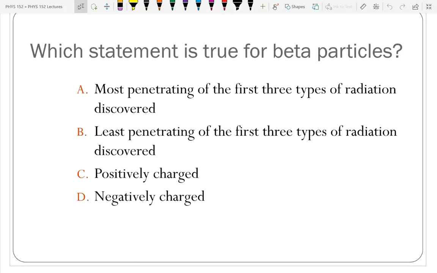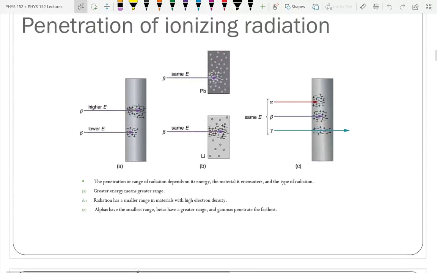This one here is a pretty simple question. Just say, hey, did you pay attention? Beta is in the middle, hence it's the middle one for penetrating power. There is something that we haven't talked about here, and that is the charge of them.